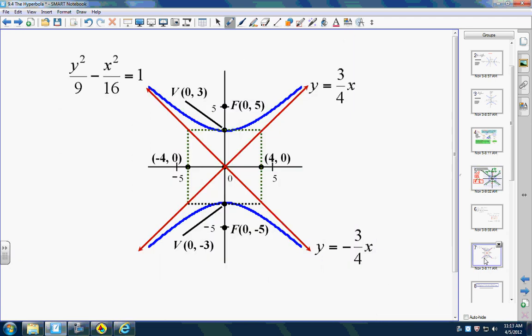There's also what it looks like, nice and neat, all done on a computer. Okay, everything all labeled for us exactly like we had.